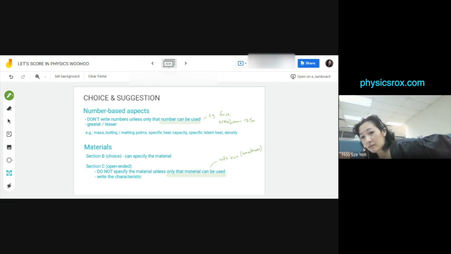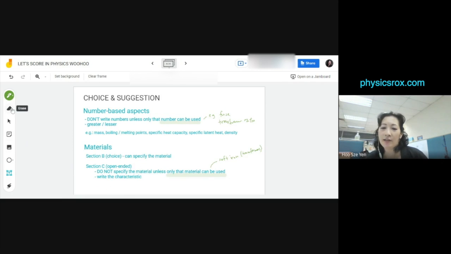Laminated is not a material. Lamination is more like a condition. The soft iron has undergone the condition. So it depends on the question. If the question asks for material, you don't give me laminated, you just give me soft iron. You can write laminated, they're not going to mark you wrong, but you're wasting your extra ink, okay?